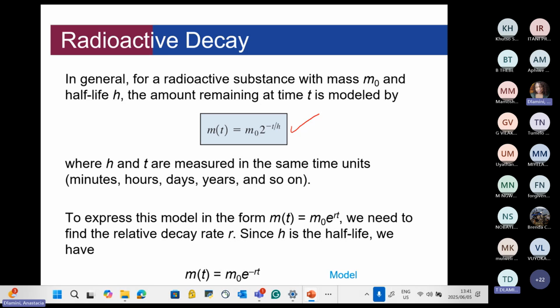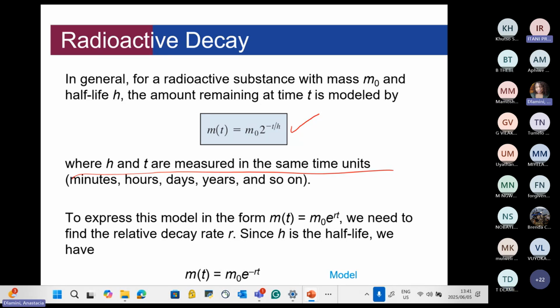So they say in general, for a radioactive substance with mass M0 and a half-life of H, the amount remaining after time T is modeled by this formula here, where H and T are measured in the same time units. Guys, H and T are measured in the same time units. So if one is in years and one is in months, you need to do some conversion. Are we all together?